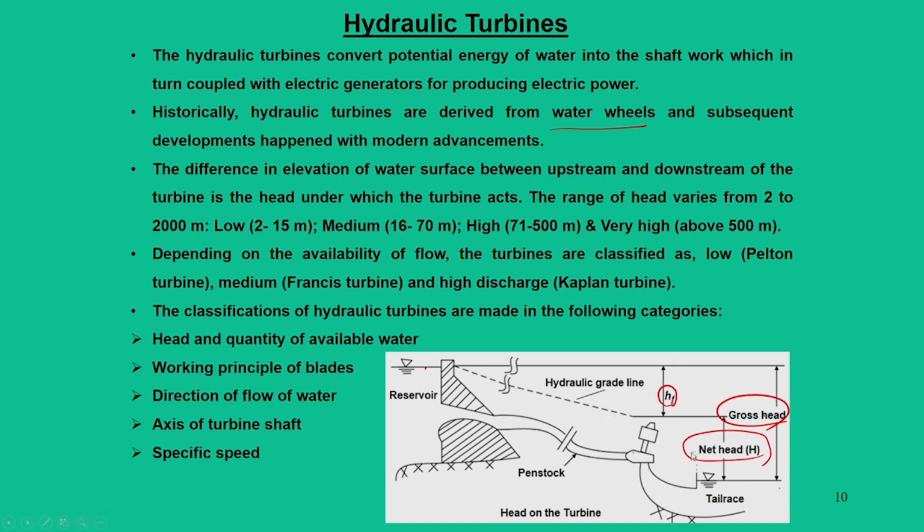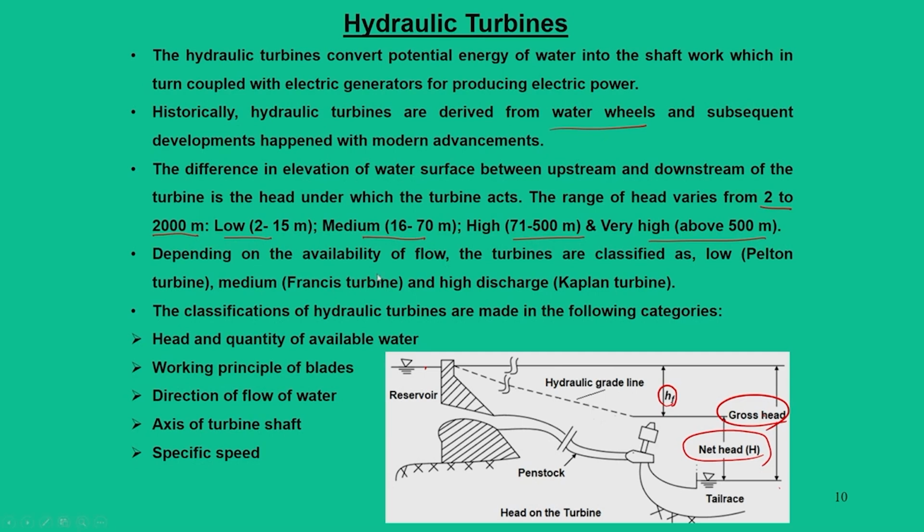So, under this head, and that head varies in the range from 2 to 2000 meter. When it is low head we say 2 to 15 meter, medium head is 16 to 70 meter, high head is 71 to 500 meters, and very high head means above 500 meter. So, more or less we can say 2000 meter is the topmost level at which the potential energy of water can be available.